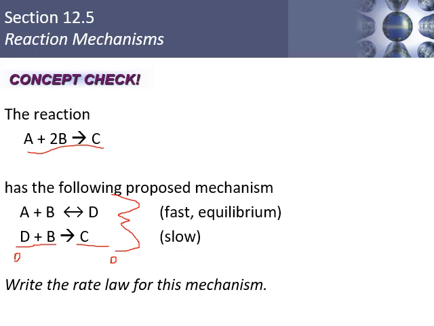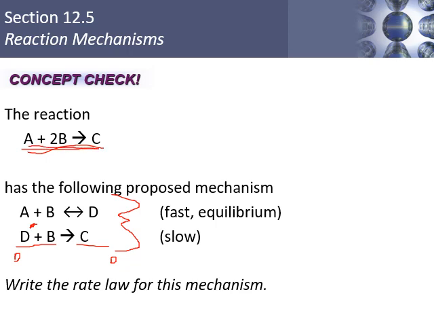So what is D? Let me just ask you that question. D is produced in the first step, but it's used up in the second step before we get to product. So D is an intermediate, right? D doesn't appear in the overall reaction because it's made and used up.